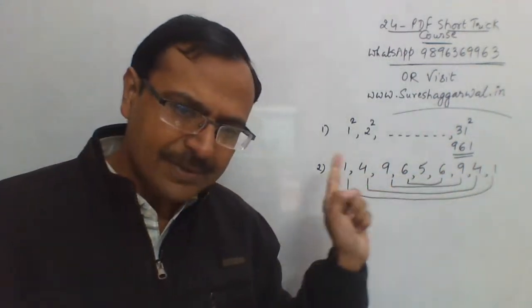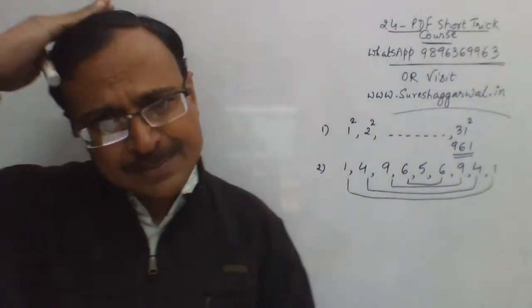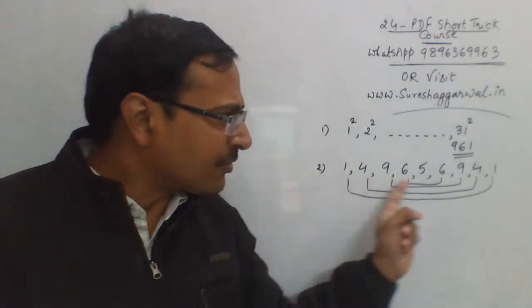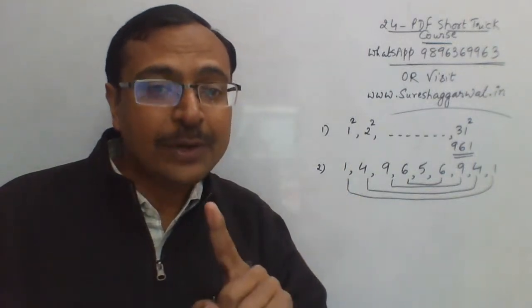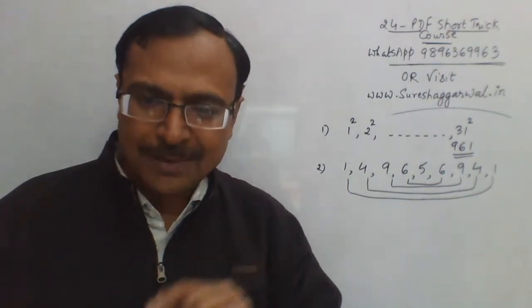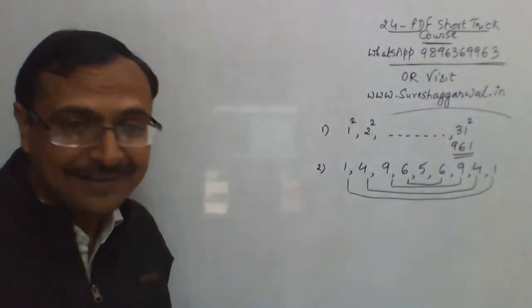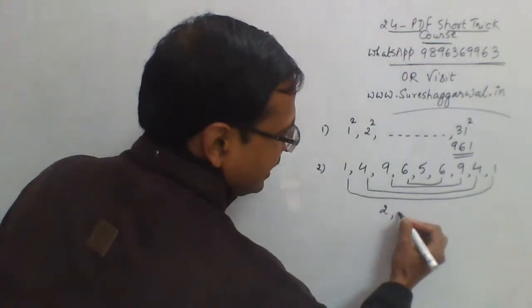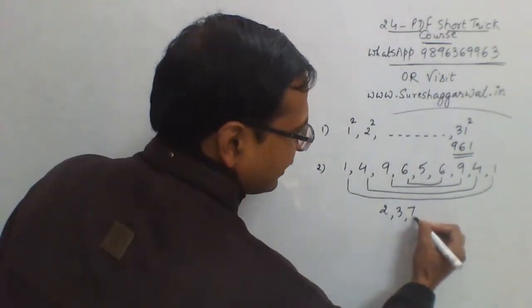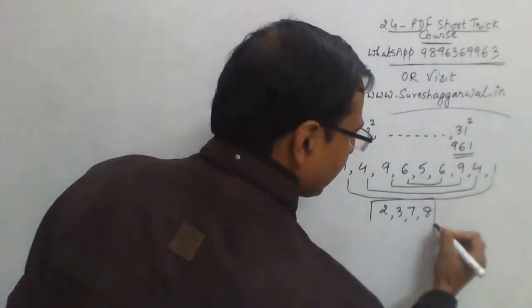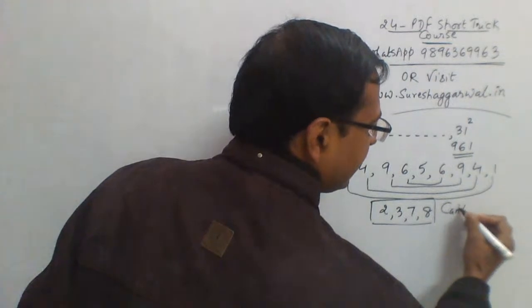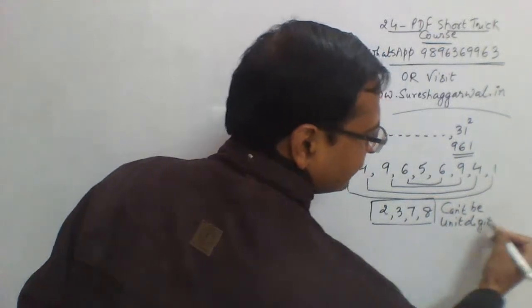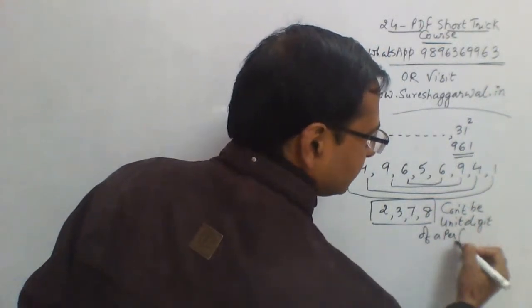So if you see these numbers, obviously 0 can come in the unit place because 10 square is 100, so that ends with 0, right? Apart from these digits and 0, you cannot have the other digits in the unit place. So no perfect square can end with 2, 3, 7 and 8. These four can't be the unit digit of a perfect square number.